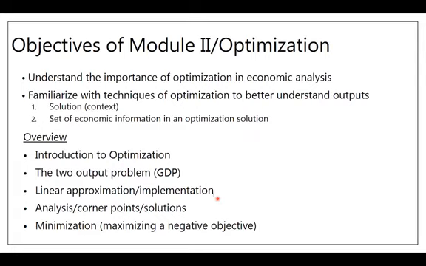Then we'll go on to analysis, thinking about solutions and corner points, and then finally, in the last bit of this module, in the last lab, we'll talk about minimization, and that will be your way into thinking about the project work. So the part of this module assignment that goes toward producing that project deliverable.